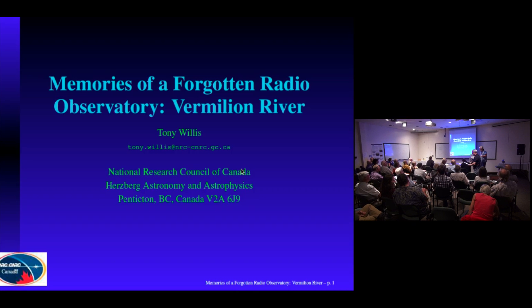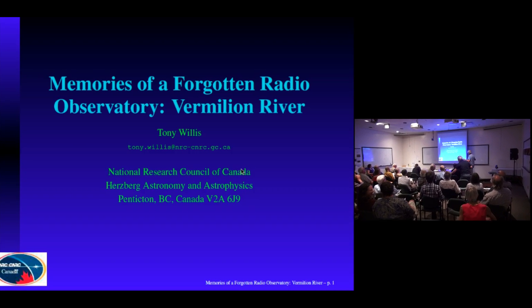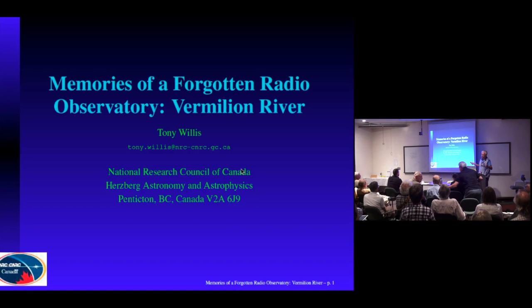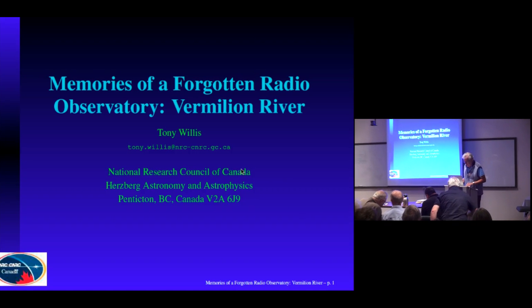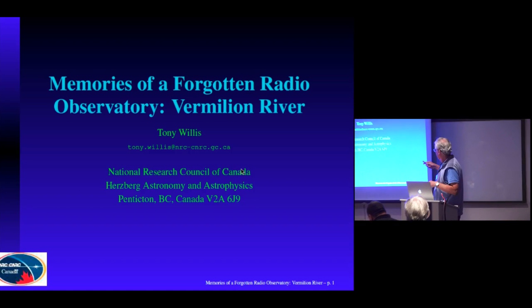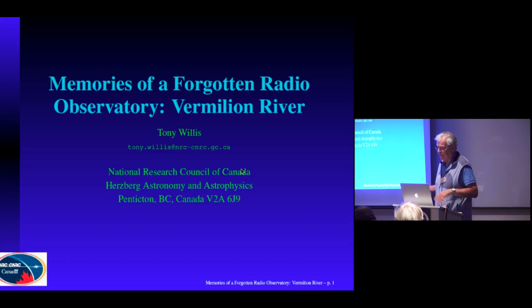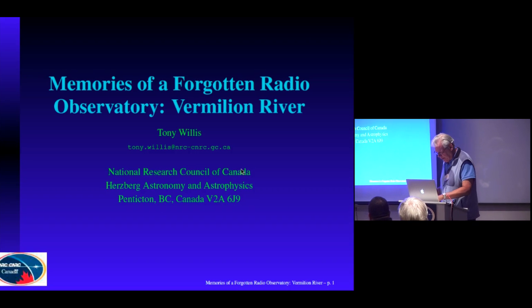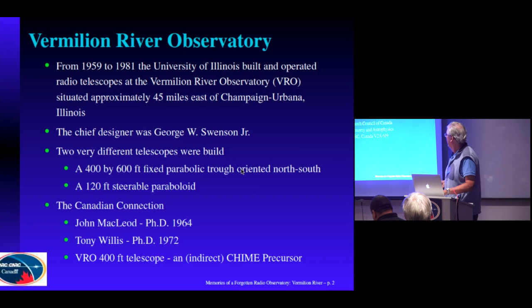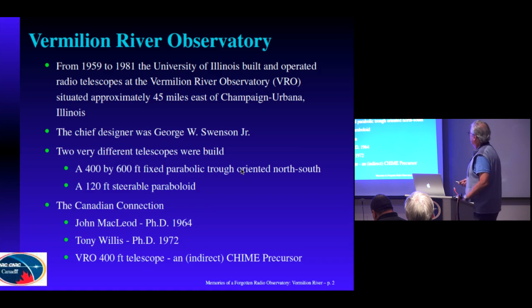Okay, thanks, Tim. So Vermilion River in this case is spelt with one L, and it's a river in central Illinois in the U.S. And I think, as I recall correctly, there's a Vermilion River with two L's in Alberta, so we're talking about the one in the U.S.